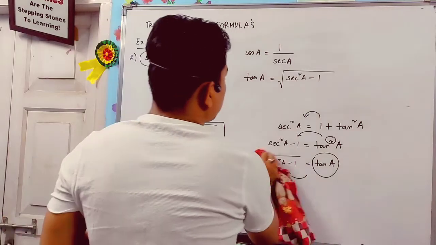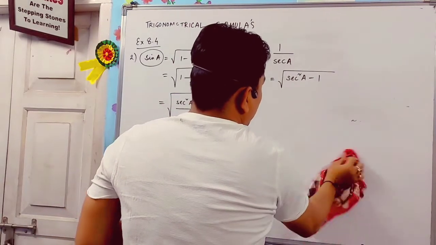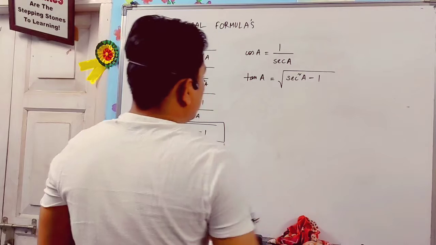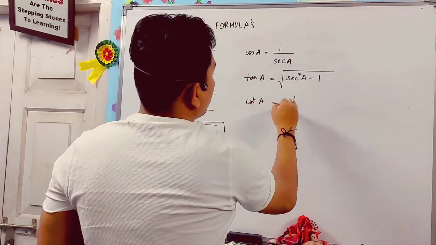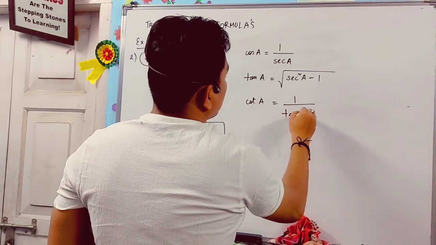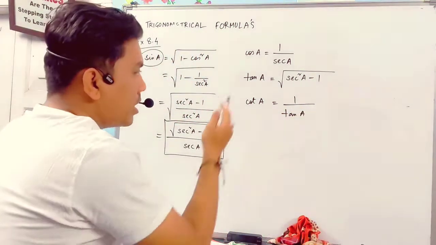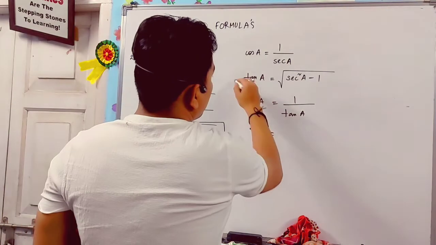Now what is left? Now we will do cot A. So cot A is equal to 1 by tan A. Tan A we have already got, isn't it? What is tan A?